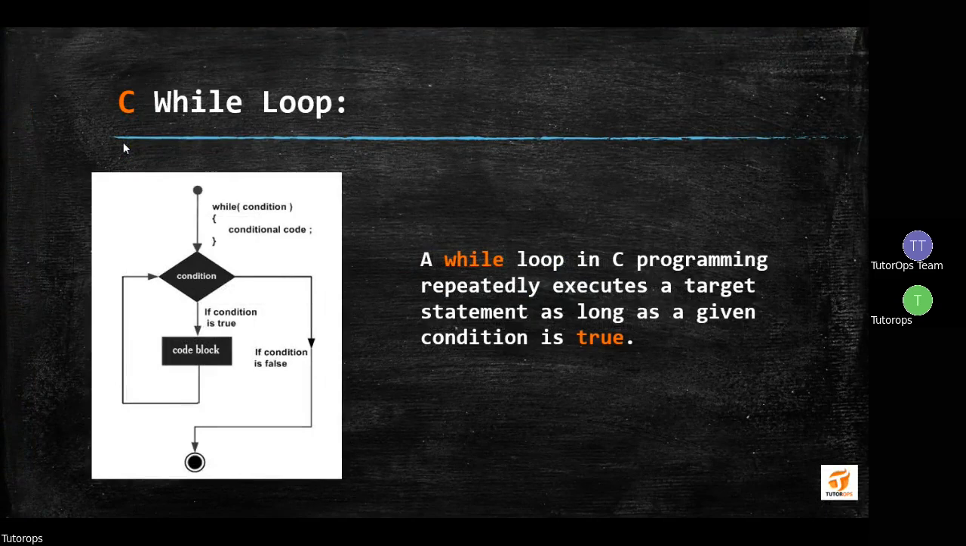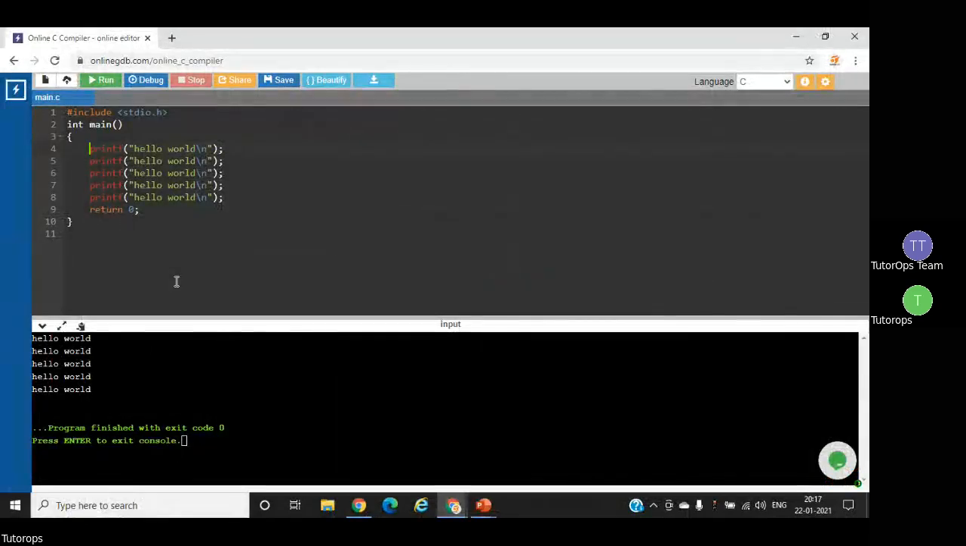So first we will learn the while loop. In a while loop, we have to put the condition in that particular place, and if the condition is satisfied, then some code should run here, and if the condition is false, then it will go out of that block. If the condition is satisfied, then this piece of code will run in a loop manner. So a while loop in C programming repeatedly executes a target statement as long as a given condition is true.